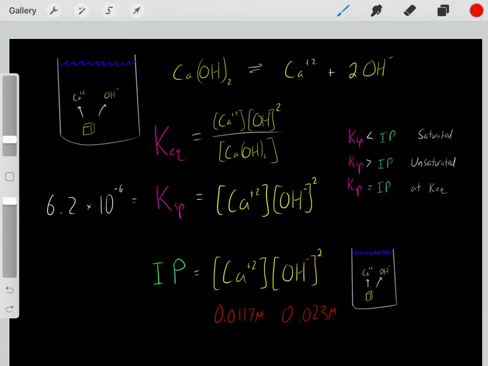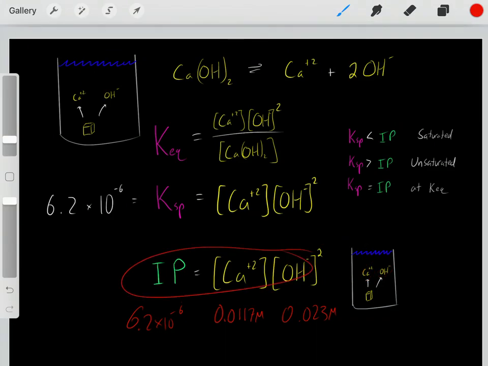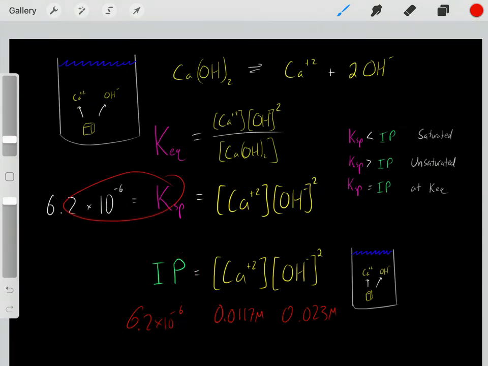If we were to plug this into the equation and find the ion product, we would get an ion product of roughly 6.2 times 10 to the negative 6. So now our ion product equals the Ksp. When our ion product equals the Ksp, that means we're at equilibrium. These concentrations are the equilibrium concentrations, because we plugged them into our ion product equation and got an ion product that equaled the Ksp. So when the ion product equals the Ksp, you're at equilibrium.